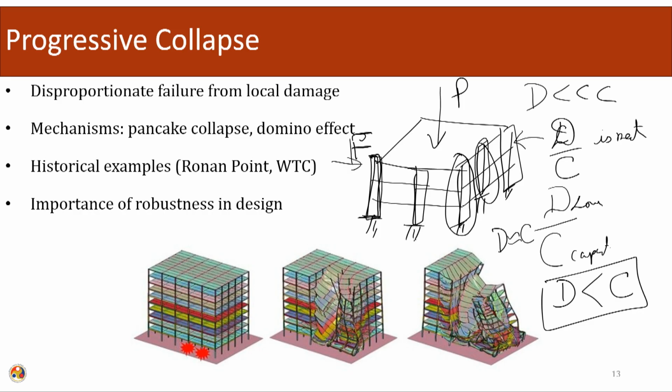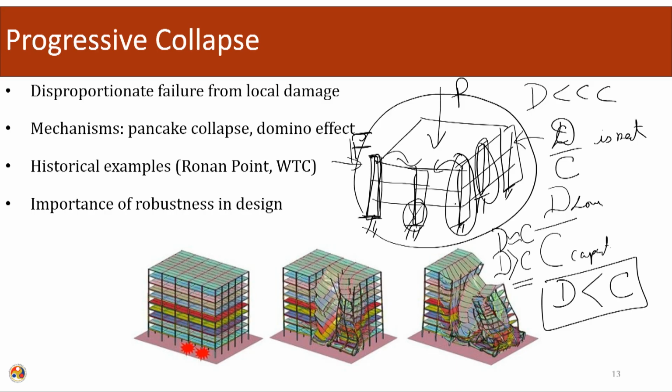So, there might be a disproportionate sizing out here. After that, if one member fails, then there will be a redistribution in the loading. If the redistribution occurs, then in some of the critical sections the demand might breach the capacity. The demand might become more than the capacity.